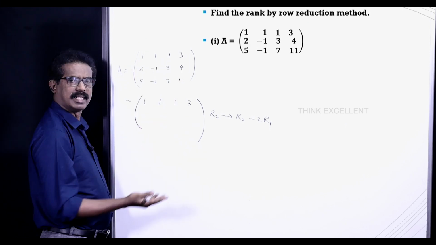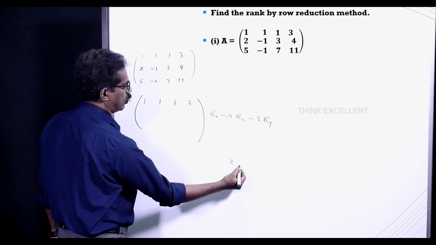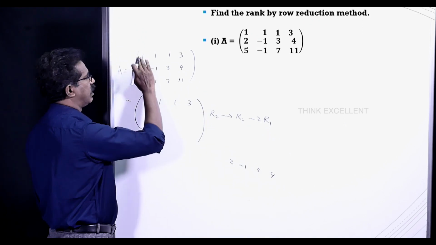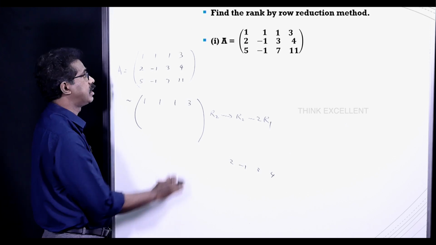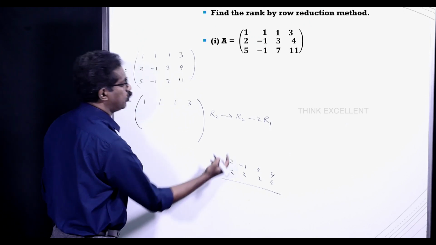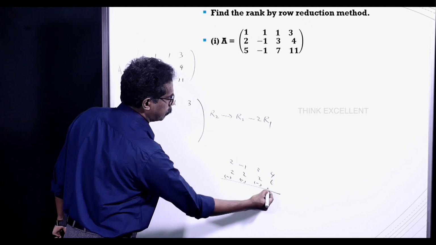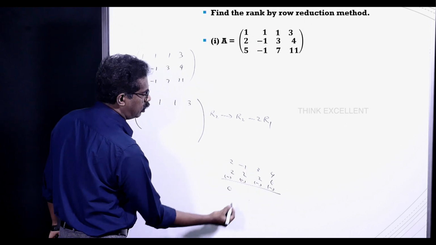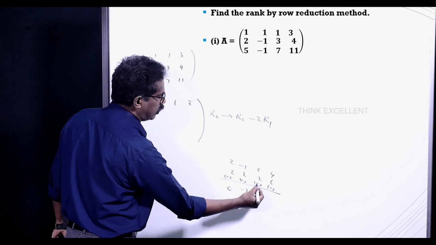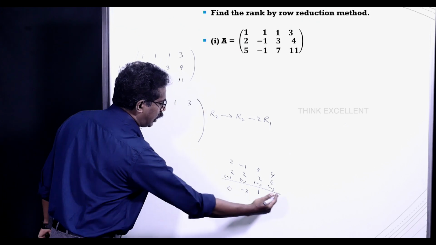If you want, you write the steps. Second row first. What is second row? 2 minus 1, 3, 4. Then 2 times first row. First row you multiply by 2: 2, 2, 2, 6. Now you have to subtract them. When you subtract, you change the sign. 2 minus 2, 0. Minus 1, minus 2, minus 3. 3 minus 2, 1. 4 minus 6, minus 2. That elements you can write here.